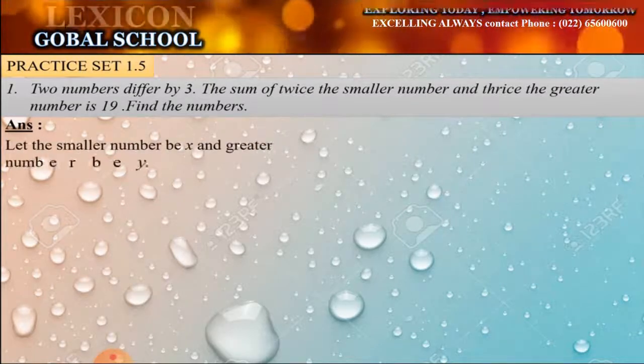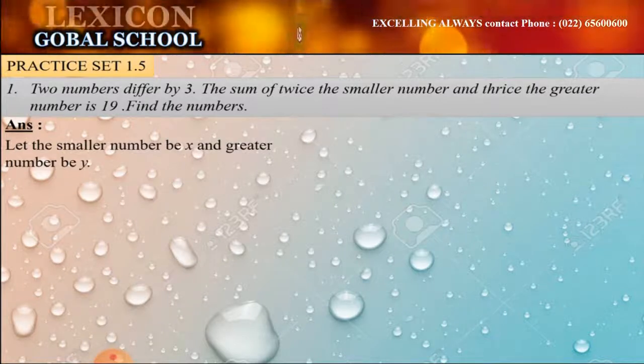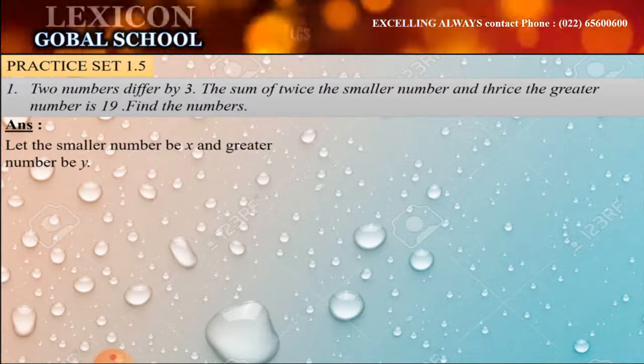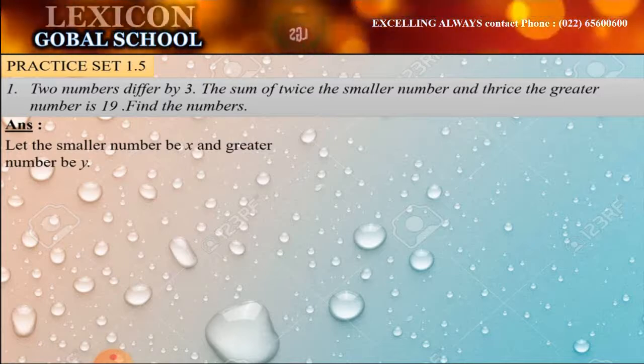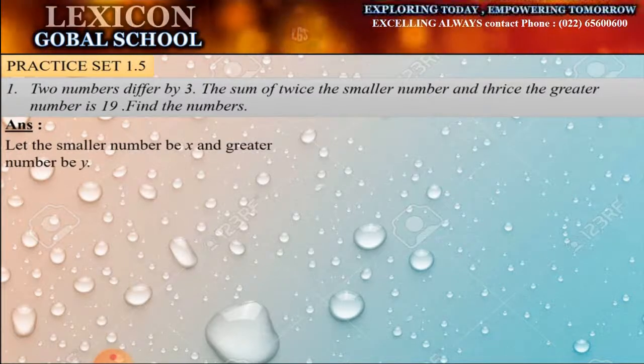Let us assume, in the question they have said we have two numbers, right? We have one smaller number and one greater number. So let the smaller number be x and the greater number be y.